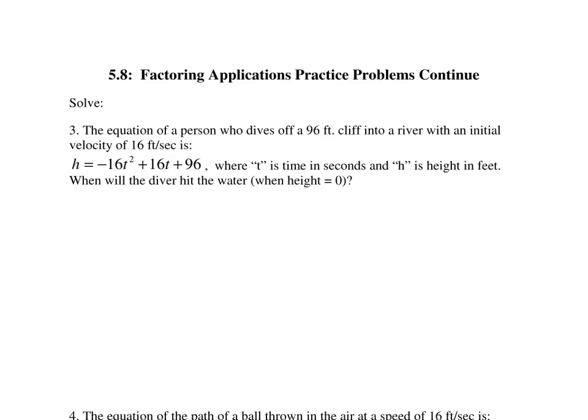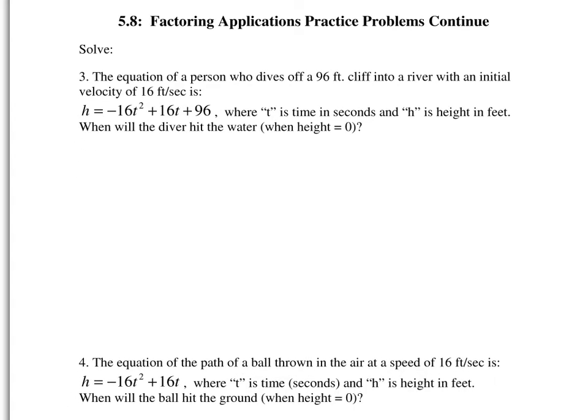All right, we're going to do some more divers here. The equation of a person who dives off a 96-foot cliff into a river with an initial velocity of 16 feet per second is h equals negative 16t squared plus 16t plus 96, where t is the time in seconds and h is the height in feet. When will the diver hit the water, or when will h be 0? We're going to substitute 0 in here.